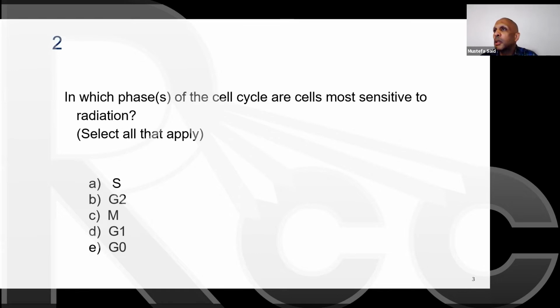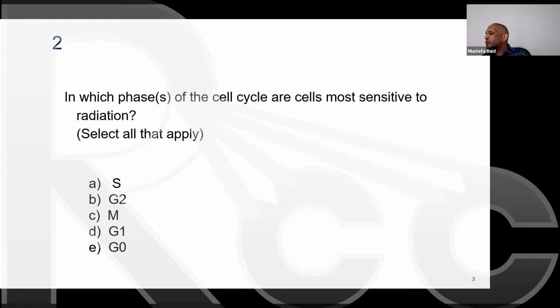Next question. In which phase of the cell cycle are cells most sensitive to radiation? A, S, B, G2, C, M, D, G1, and E, G0. Let's take 30 seconds to answer this. If that's not enough, I can give you more time. There may be more than one answer on this, so select all that apply.